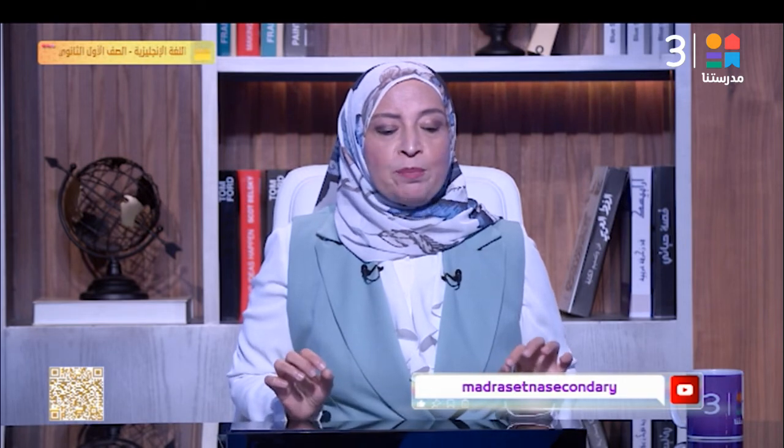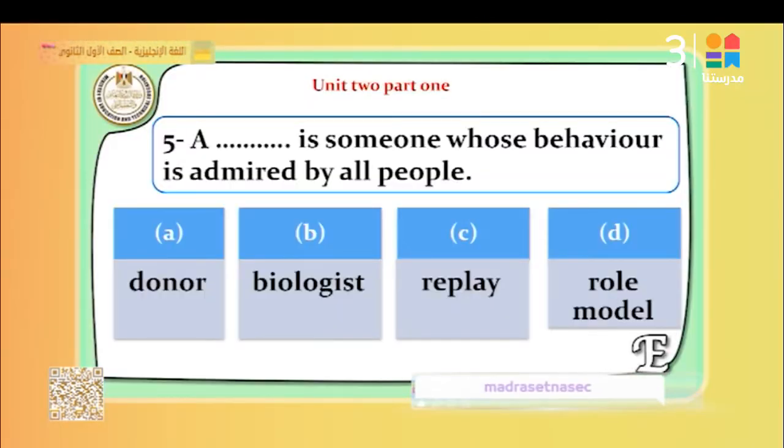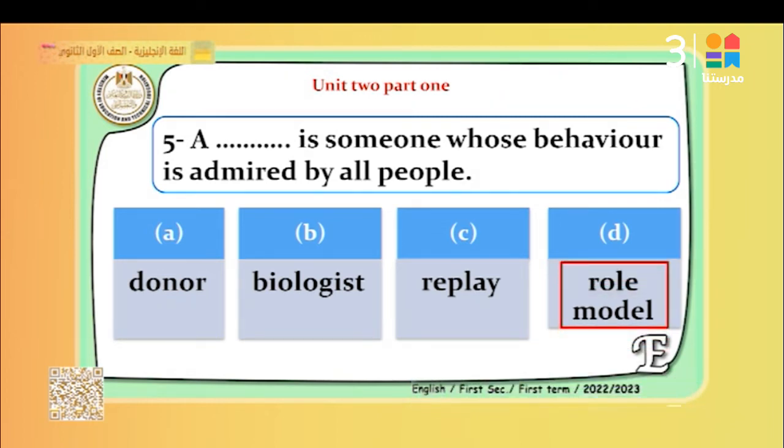Question number 5 is someone whose behavior is admired. Someone whom we admire is a donor, biologist, replay, or role model. Of course, someone we admire and we want to follow his footsteps. This is a role model. So Muhammad Salah is a role model, means that we wanted to follow his example.